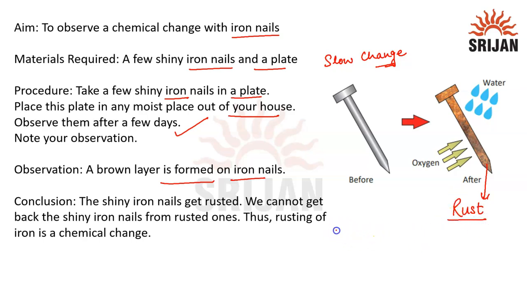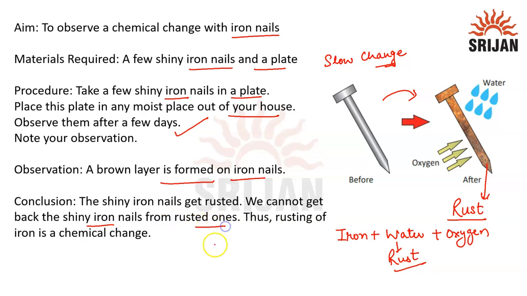What happens is that iron reacts with the moisture, meaning the water present in the surroundings, and the oxygen to form rust over it. A chemical reaction happens in this case and the shiny iron nail becomes dull because it gets rusted. From this we can conclude that the shiny iron nail gets rusted, and once it gets rusted we cannot get back the shiny iron nails from the rusted one. Thus rusting of iron is a chemical change.